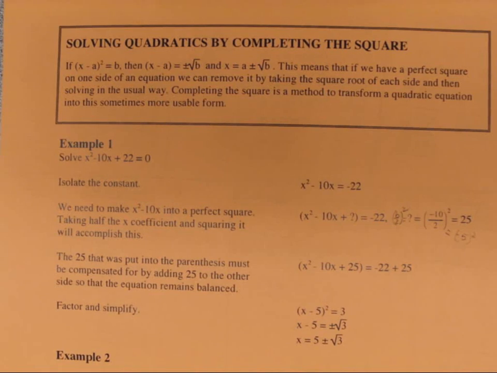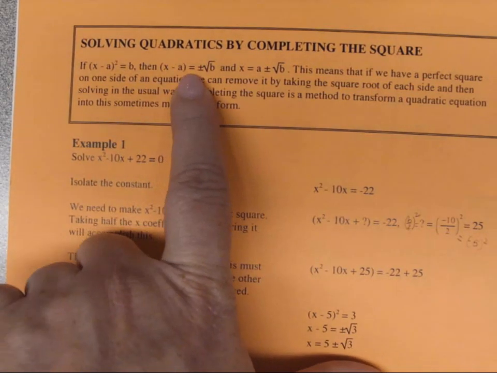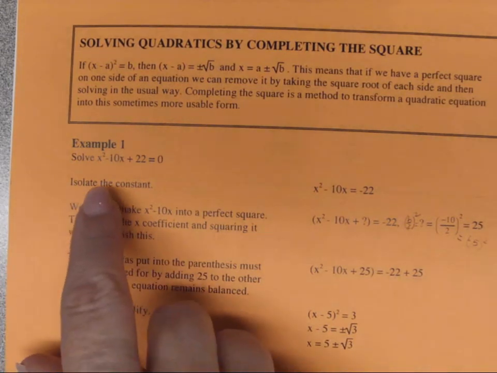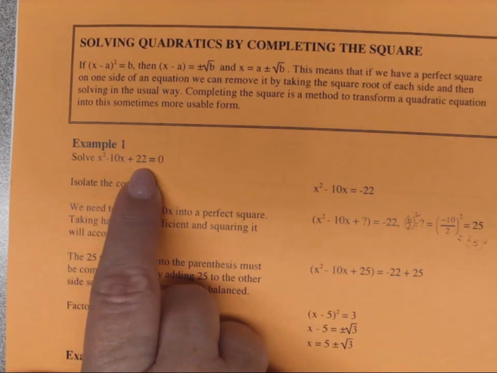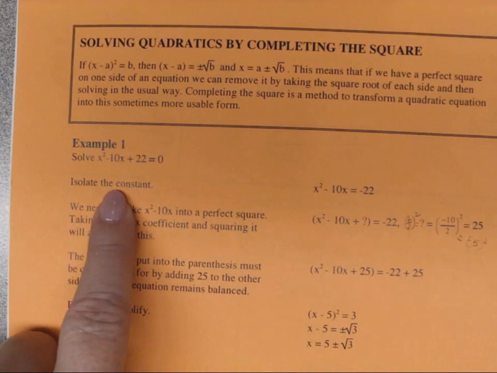So we are going to solve quadratic functions, and we are going to look at a couple of ways that we can solve them to start with. So the first method we're going to look at is solving quadratics by completing the square. So basically what we need to do is, if we're looking at an equation that looks like this, we are going to isolate the constant.